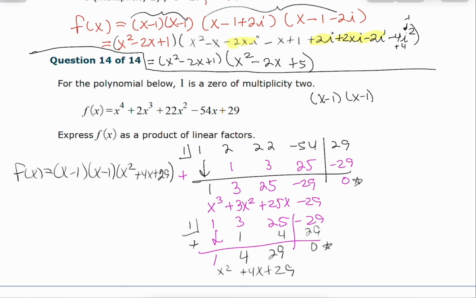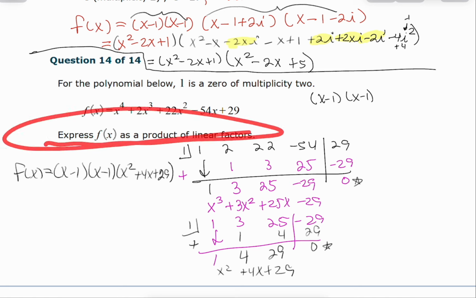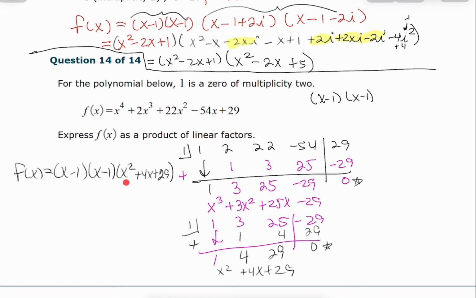Now, there is no way for x squared plus 4x plus 29 to factor, but see what it says here? Express it as a product of linear factorizations. This here is called an irreducible quadratic. This can only be broken down into linear factors if you use the quadratic formula. So we're going to have to use negative b plus or minus the square root of b squared minus 4ac all over 2a, okay?